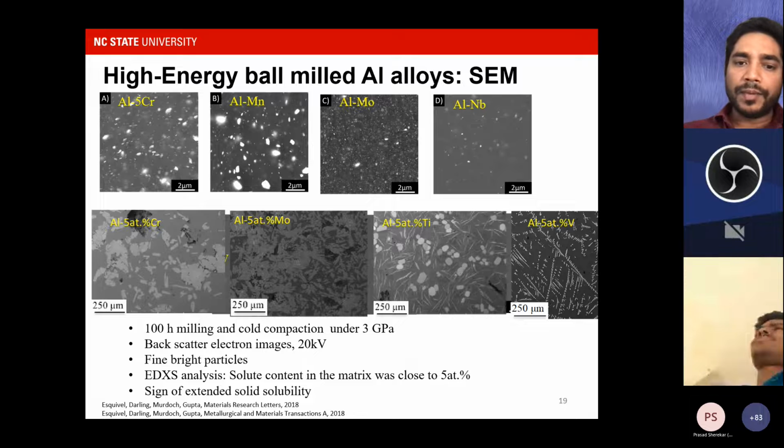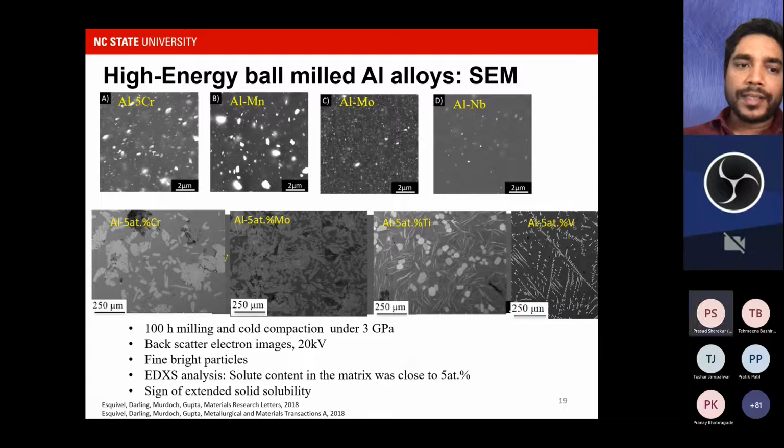alloys. So after ball milling, what we see is basically a really refined microstructure. You see here, the length scale is 2 microns. We see some of the particles present, for example, in chromium, manganese, and moly, but they're really, really fine. And in some cases like vanadium, nickel, we don't even see them.